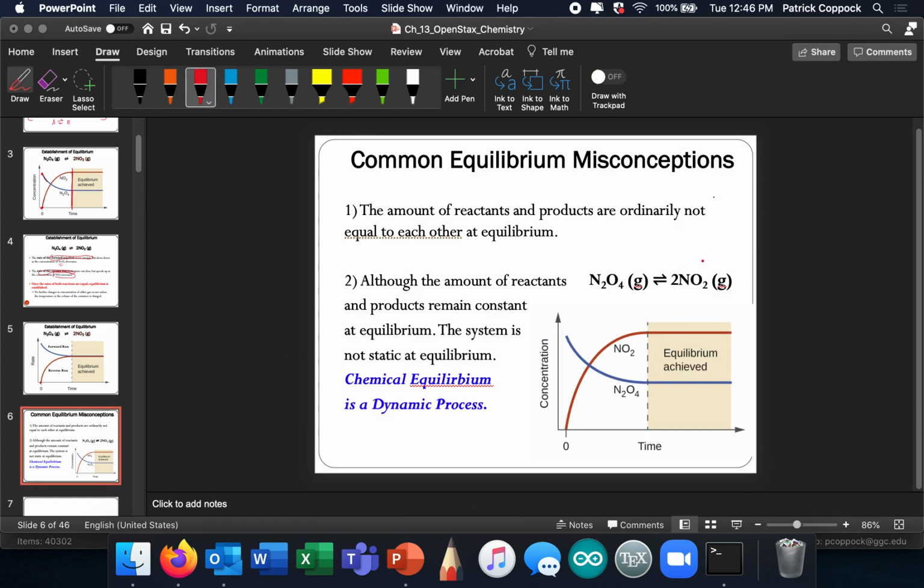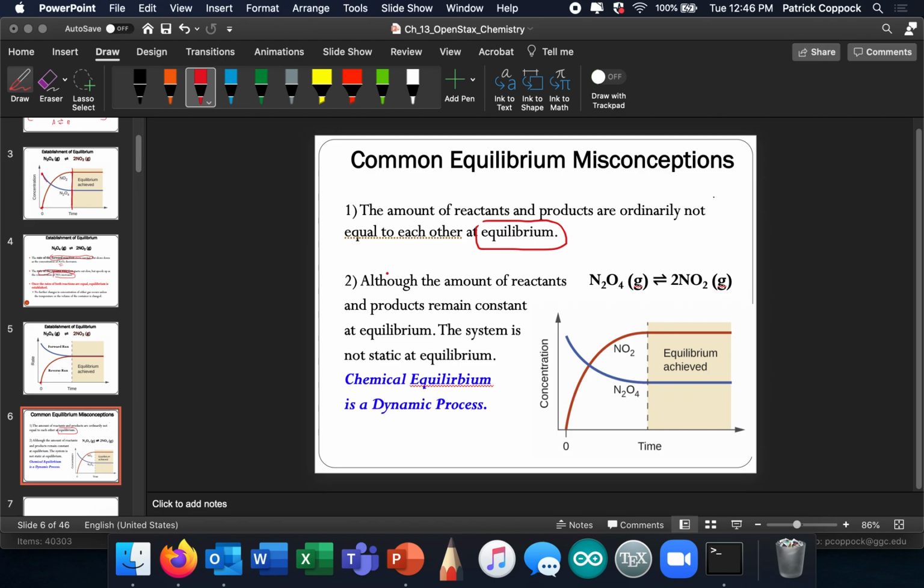All right. The amounts of reactants and products are ordinarily not equal to each other at equilibrium. That's one misconception that's easy to fall into. You might think that the amounts are equal at equilibrium, but that's not true. It's the rates that are equal at equilibrium.